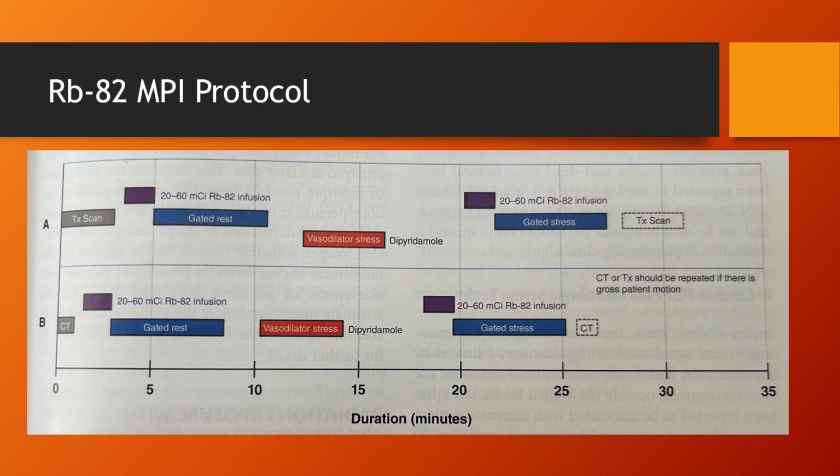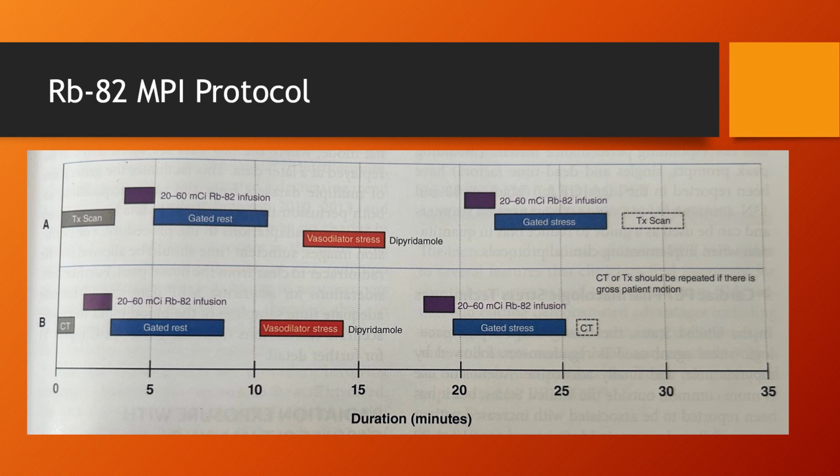This is the standard workflow for the Rubidium MPI protocol. A is for a PET only scanner and B is for the PET CT. So if you look at A, the patient will undergo the transmission scan. This usually takes about 3 minutes. However, if you don't have the patient positioned correctly, you'll need to repeat it. So you always want to double check before you move to the next step. And then you'll start the rubidium infusion. This one says 20 to 60 millicuries, but whatever your facility's prescribed dose is, you would start that infusion.